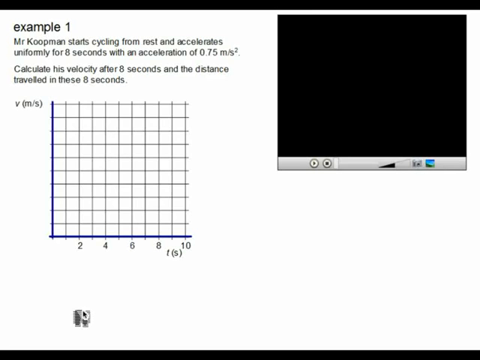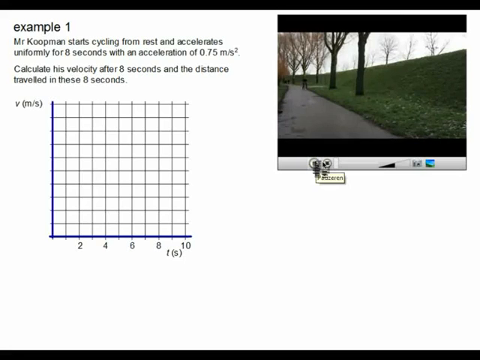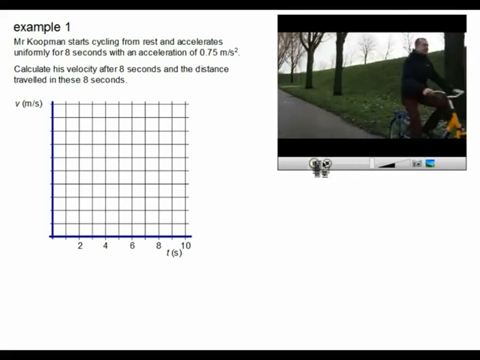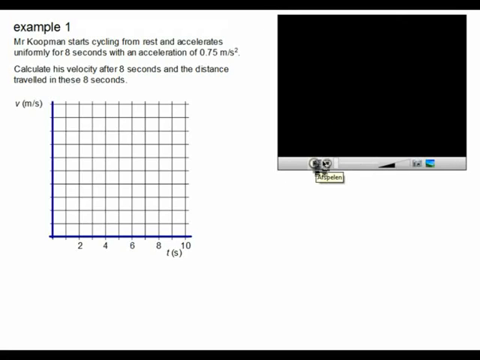Well, step number 1 will be that we have to visualize it. Well, that's easy today because I have a film of Mr. Koopman actually cycling here. So let's have a look at that film first. He speeds up. As you can see, it's clearly Mr. Koopman. Okay, thank you, Mr. Koopman.